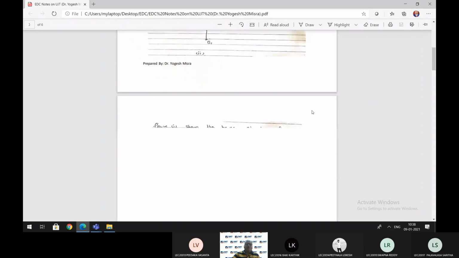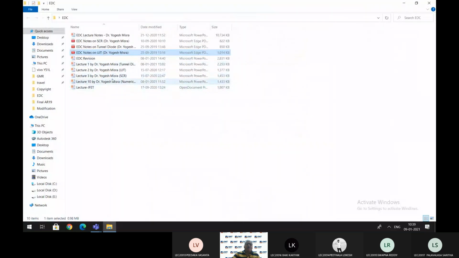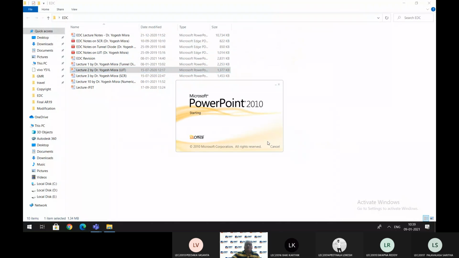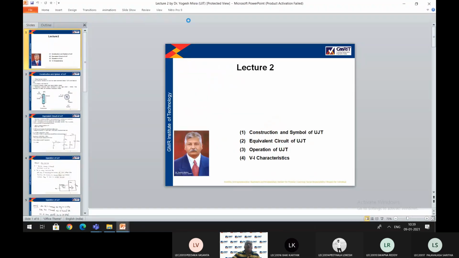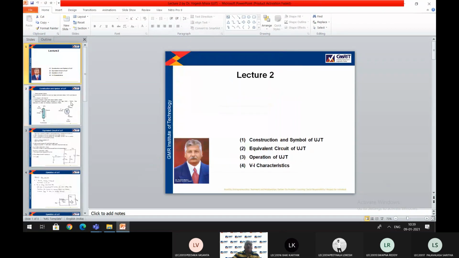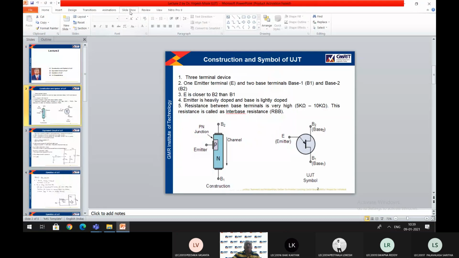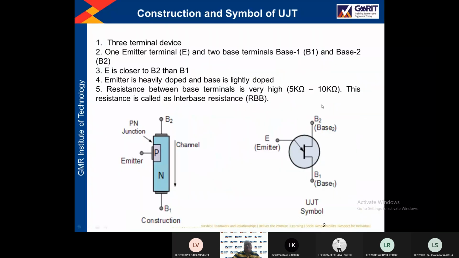Okay, these are the notes. These notes I prepared, I will circulate, right? And UJT, where is UJT? Yeah, this. UJT is uni junction transistor, right? So as the name suggests, it looks like a transistor from the point of view of the terminals, because it has 3 terminals, but it does not have two junctions just like a transistor.